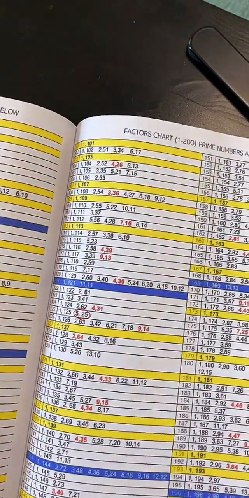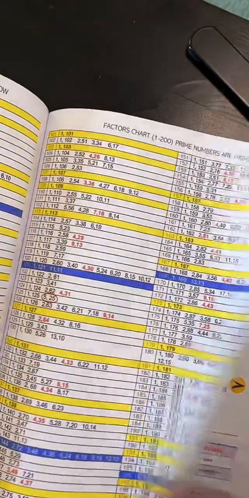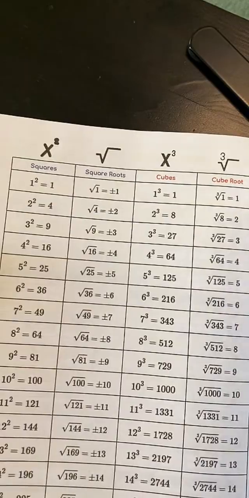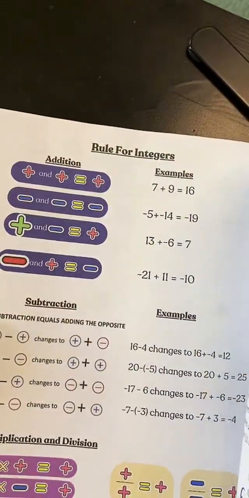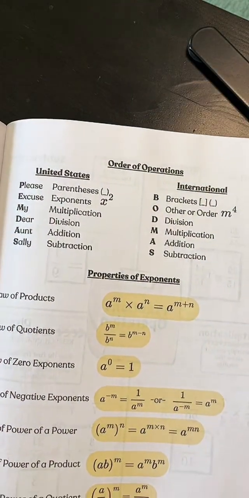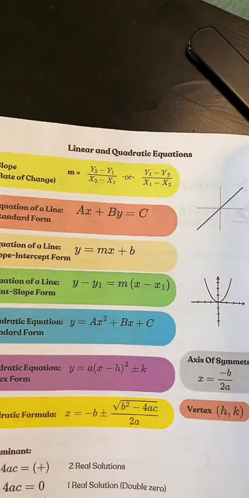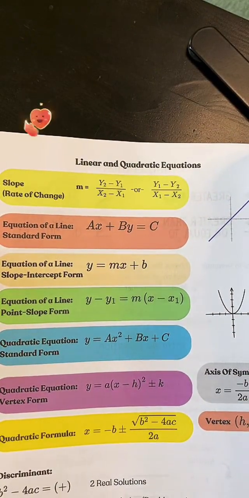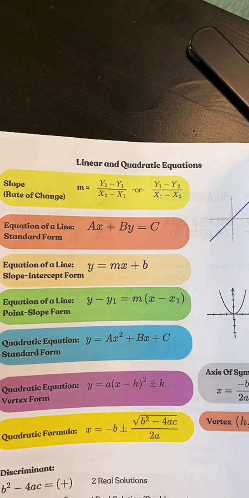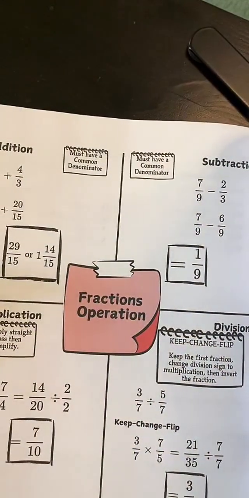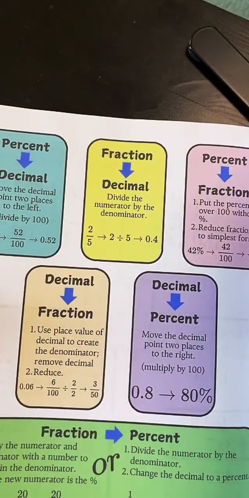So for all of the factoring, if you're not good with factoring, we have a factor chart in the very back. We have the operations and terminology. Also, if we're looking at our squares and our cubes, we can do that. We have our rules of integers, the inequalities, the interval notation, order of operations, properties of exponents. We did this last night. Linear and quadratic equations, looking at standard form, slope-intercept form. That seems familiar. Also the decimal operations. This one is for Algebra 1 and for Algebra people.